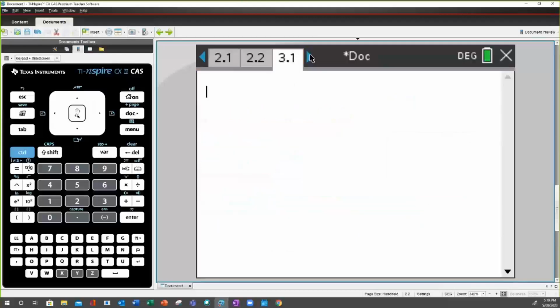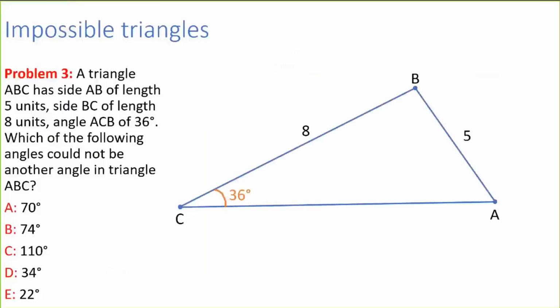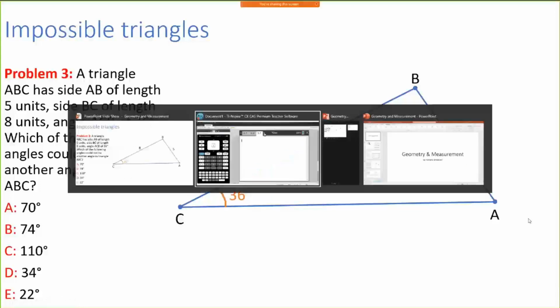I'm just going to go over to page 3.1. Now, in this page, we're just using a basic calculator page, and we're going to solve for the angle. I'm just going to show you which angle we're solving for first. We're going to solve for the angle at A, the one opposite 8. That's the one we're solving for first.